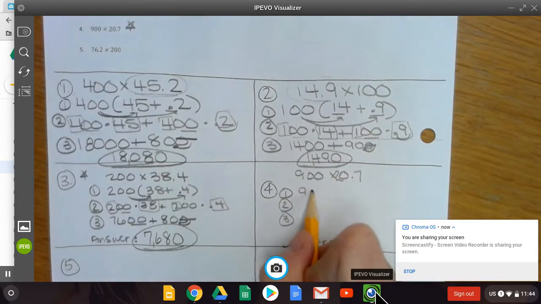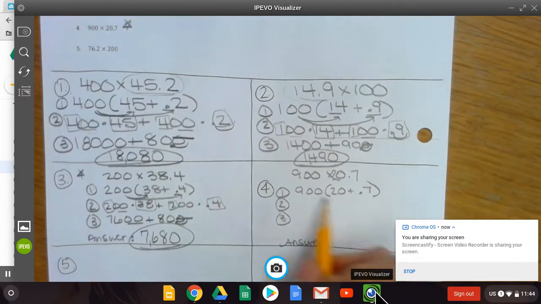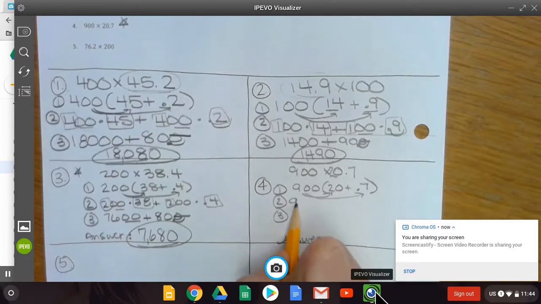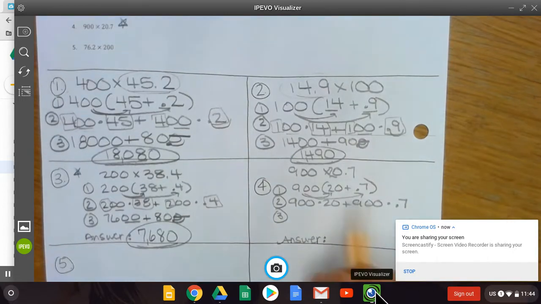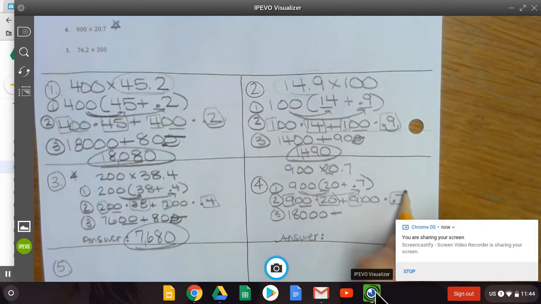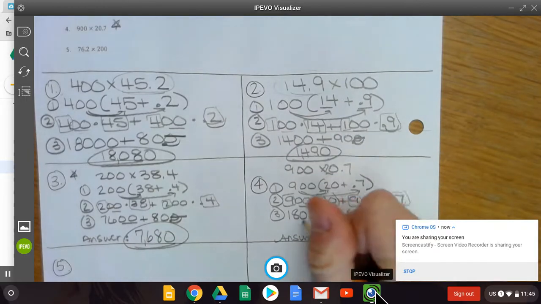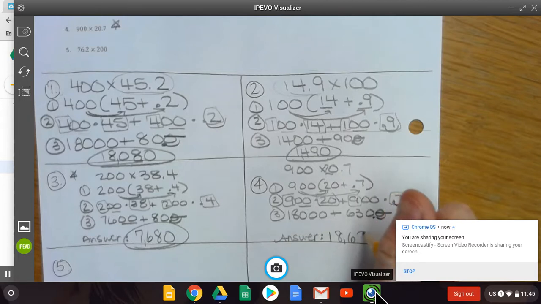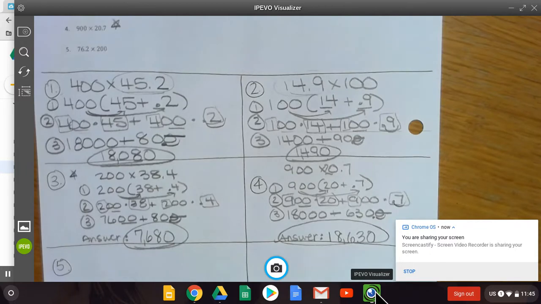Last one, 900 times 20 plus 0.7. That's how you should have broken those addends up. Then distribute: 900 times 20 plus 900 times 0.7. Multiply. 9 times 20 is 180. Add the 2 zeros. 9 times 7 is 63. Add the 2 zeros. Bring the decimal 1 over. Cross it out. Add those numbers together to give you a total of 18,630. So that's what you should have.